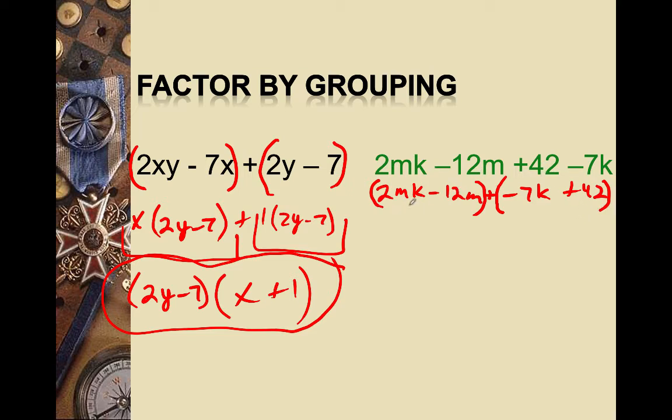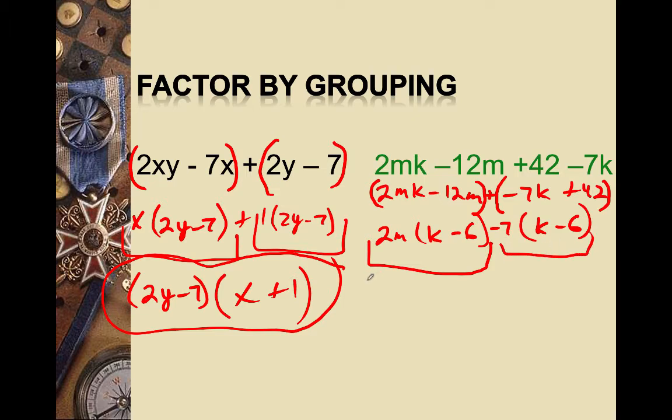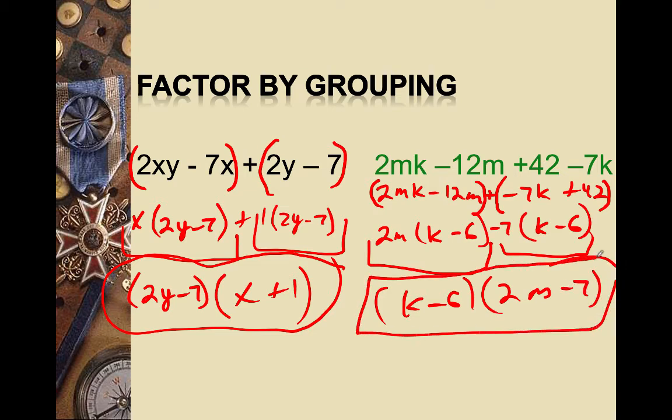Now I'm going to factor these two separately. So I've got a 2m can come out, and I have a k minus 6. And then I'm going to factor this negative 7 out of here, and I'm left with k minus 6. And they always kind of work themselves out, especially when we get into the factoring of the trinomials. So now I have two terms again. I'm going to take a k minus 6 out, and I'm going to be left with 2m from this one, because that k minus 6 came out. And this comes out, and I'm left with minus 7. And there's your answer.